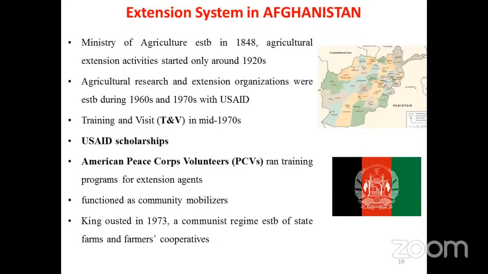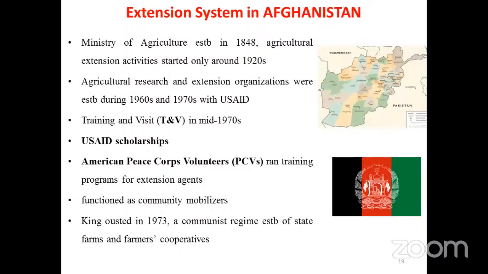They also had the training and visit system. It survived till World Bank support was there. Then under USAID scholarships, they had American Peace Corps volunteers. This you can remember because they were working as extension agents, and they functioned as community mobilizers. So the King was ousted in 1973.